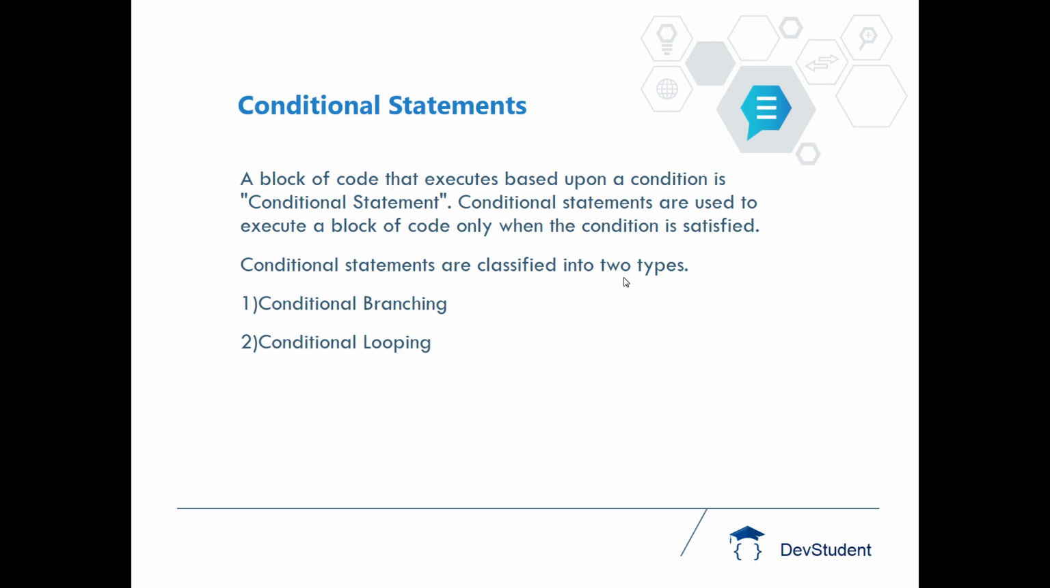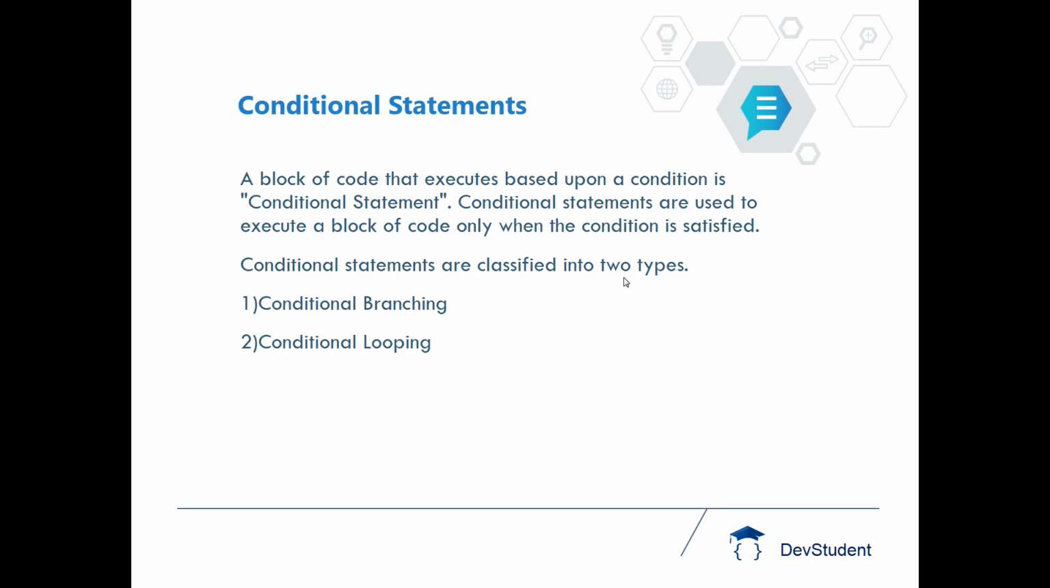A block of code that executes based upon a condition is called a conditional statement. That means in C# code, normally the code is executed from top to bottom, line by line. But every time we don't expect the same. Sometimes we want to write a logic, and at that time we want to skip some lines of code. Otherwise, we want to reiterate some lines of code. At that time, we use these conditional statements.